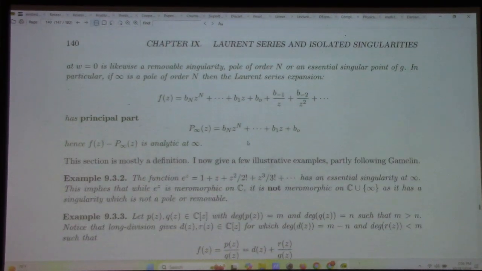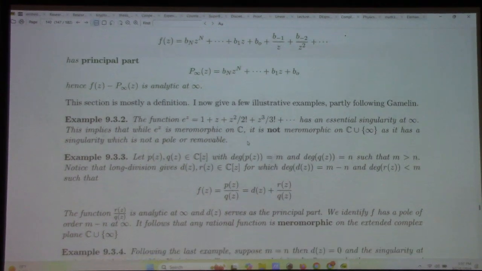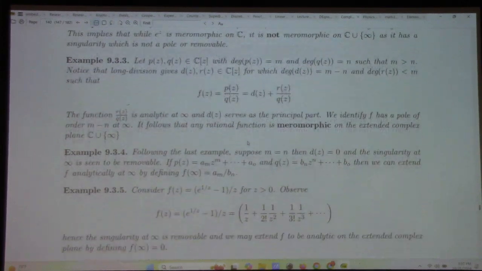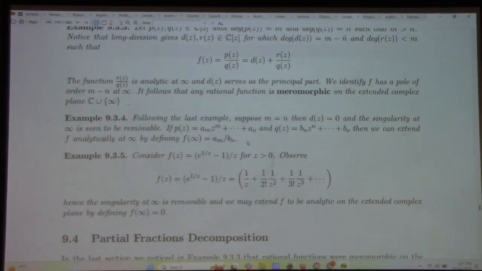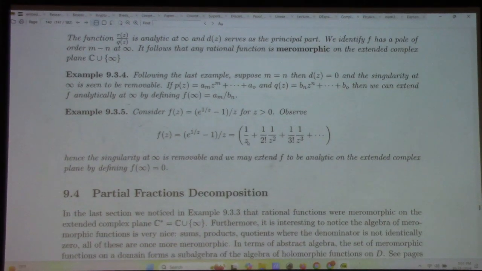We've already covered this stuff, right? This is what I was just talking about. e to the z has an essential singularity at infinity, therefore it's not meromorphic on the extended complex plane. On the other hand, a rational function is meromorphic on the extended complex plane. Here's another example, which I'll skip over.